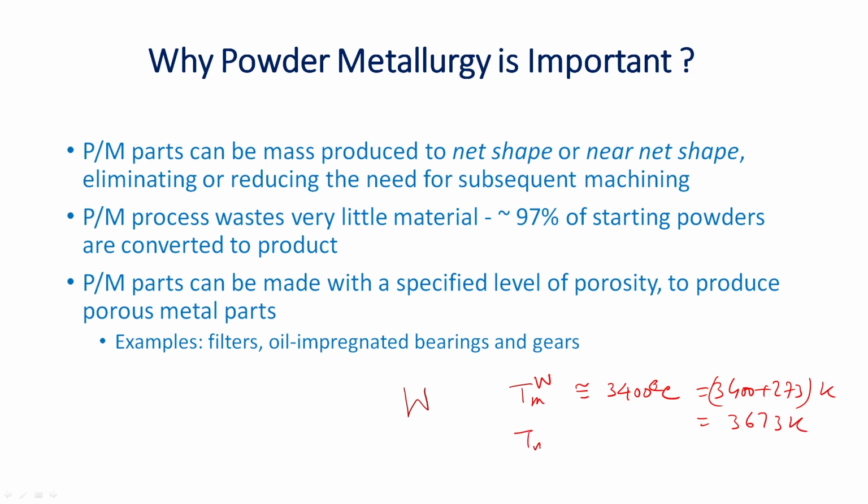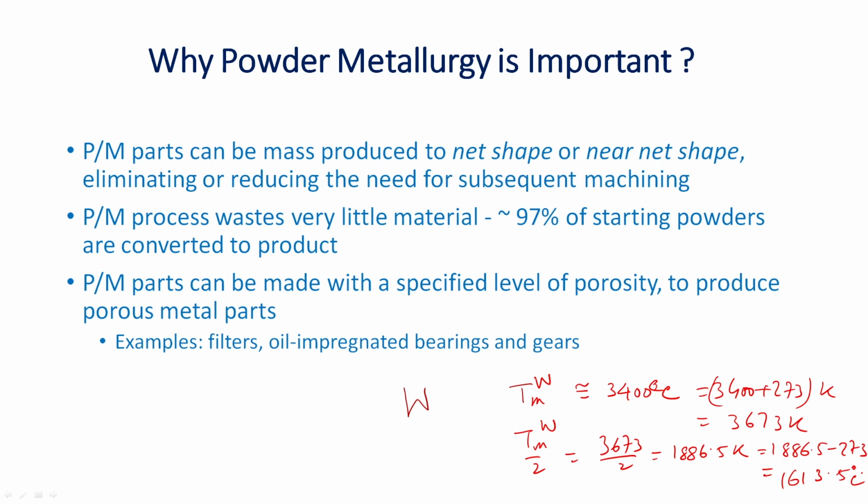Now, Tm of W by 2 is 3673 by 2, which is almost close to 1836.5 Kelvin. That is equal to 1836.5 minus 273, which is 1563.5 degrees Celsius. You can't heat it up beyond that. If you want to process by deformation processing, you have to go above this temperature.